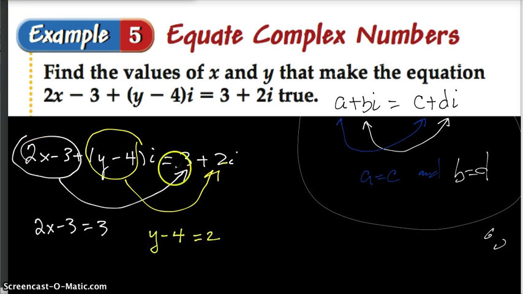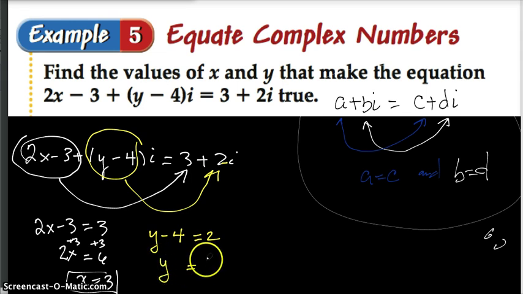Setting the real parts equal, I get this guy, 2x minus 3 equals 3. What I'm going to do is solve this. Move the 3 over to the other side. I get 2x equals 6. Divide both sides by 2. I get that x is equal to 3. Okay, let's do the other one. So now the imaginary part equals the imaginary part. y minus 4 is equal to 2. And so y is equal to, I'm being a little bit quick here, positive 6. That's if I add 4 to both sides, I get a positive 6, and that's it. And therefore, my answer is x equals 3 and y equals 6.